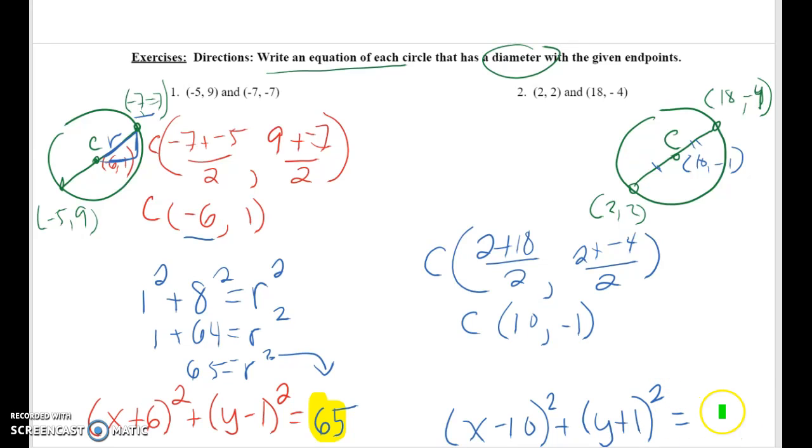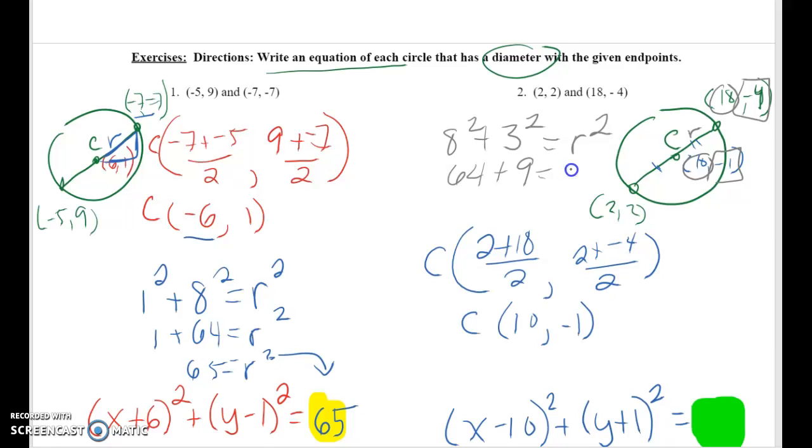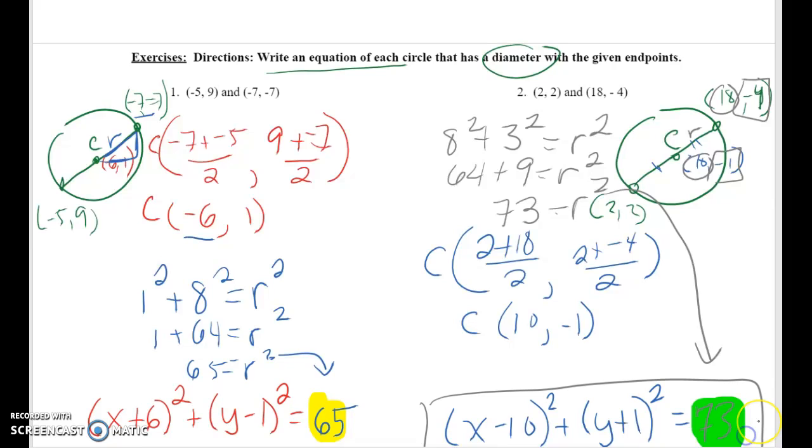That's what goes here. Okay, so to do that, I'm going to look at the distance between the x value of the center and the x value of one of the endpoints. The distance between 10 and 18 is 8 squared, because I'm looking for this amount here. The distance between -1 and -4 is 3, so 3 squared, and that will equal our radius squared. 8 squared is 64, 3 squared is 9, equals our radius squared. 64 plus 9 is 73, and so our radius squared is 73, and so here is our equation.